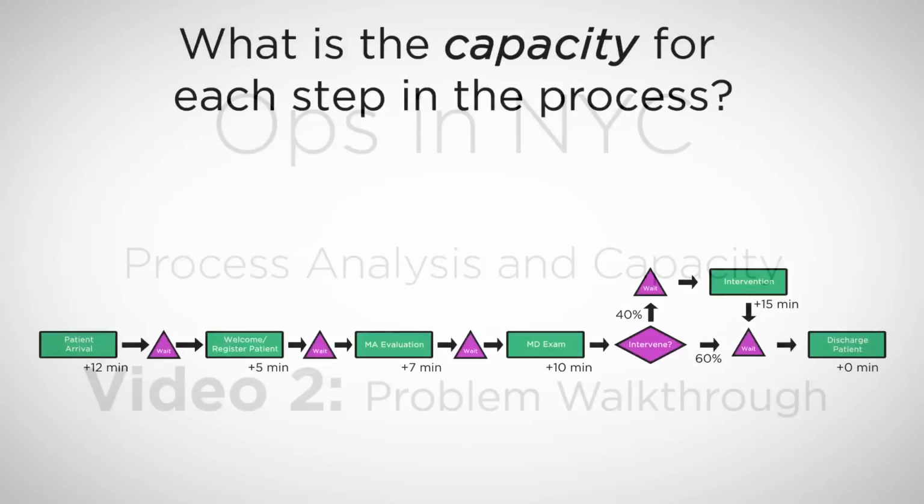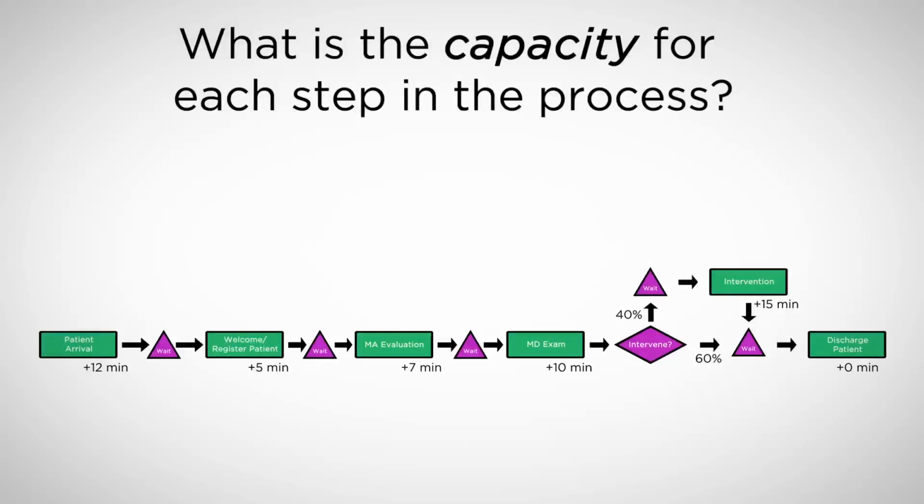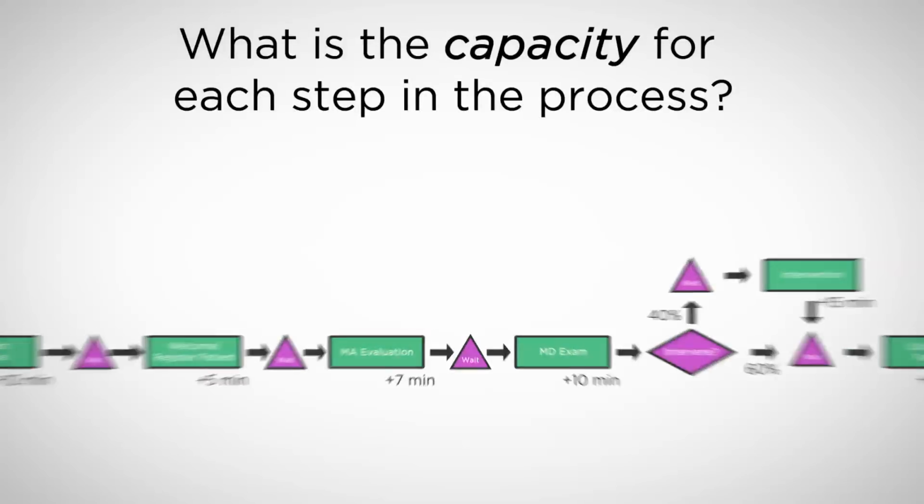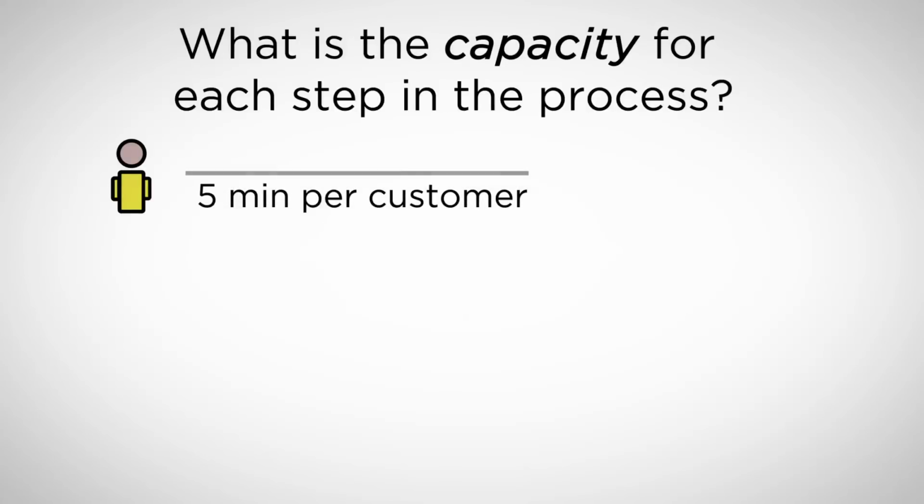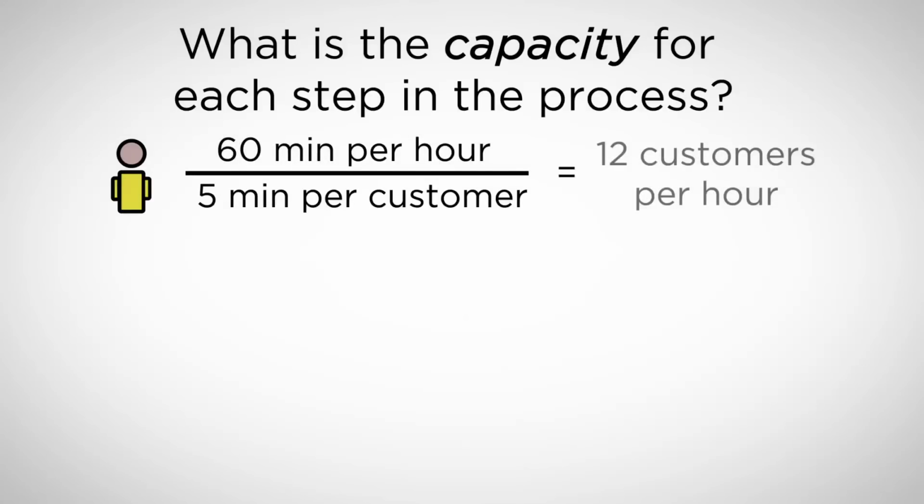One critical question is, what is the capacity for each of these activities in the process? Let's take the registrar first. Registration takes an average of 5 minutes. And we're going to convert that into customers per hour using a little division. We've got 60 minutes per hour, and each customer takes 5 minutes. So we divide and we get 12. The registrar could handle as many as 12 customers per hour.